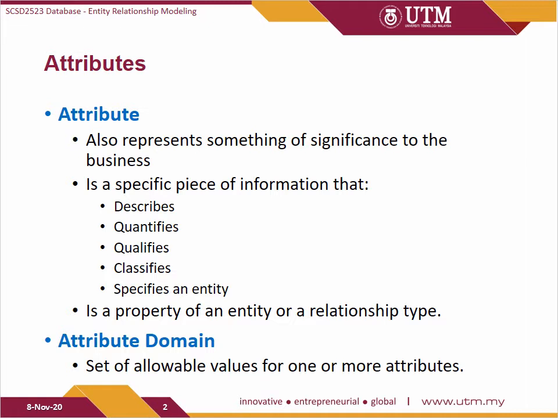Attribute is a property of, a characteristic of, or a fact that we know about an entity. For example, a staff entity type may be described by the staff number, name, position, and salary attributes. Each attribute also must have a domain. Attribute domain is the set of allowable values for one or more attributes. The attributes hold values that describe each entity occurrence and represent the main part of the data stored in the database.